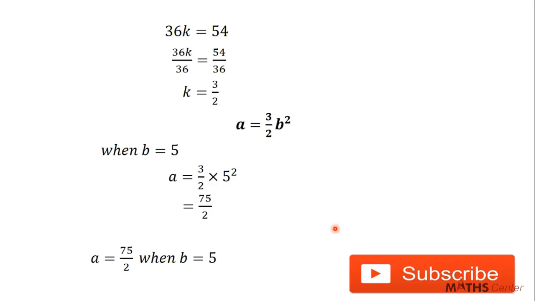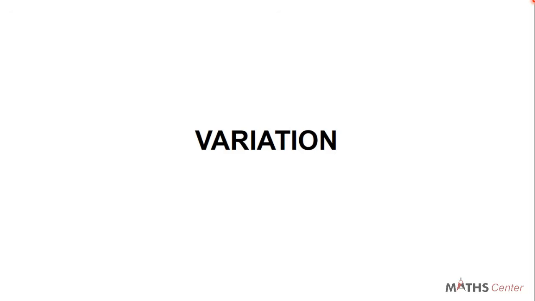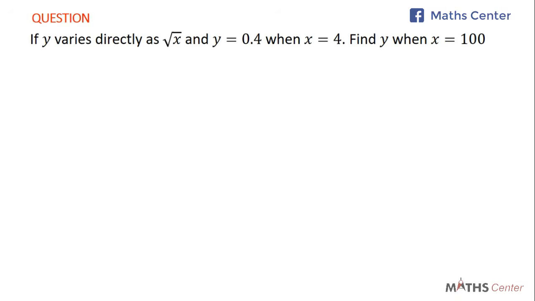In the next video, we are going to solve another question on direct variations. In the previous video, we solved a question on direct variation. In this video, we are going to solve another question on direct variation. The question for this video is: if y varies directly as the square root of x and y is equal to 0.4 when x is equal to 4, find y when x is equal to 100.